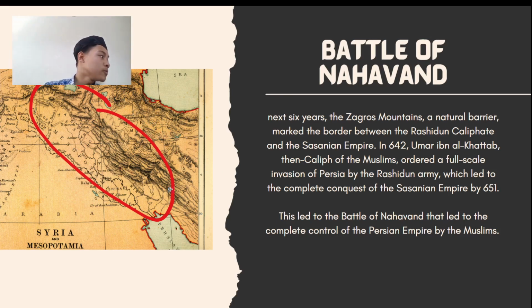So now they had basically full control of the Persian Empire, and this led to their fall. They finally died.